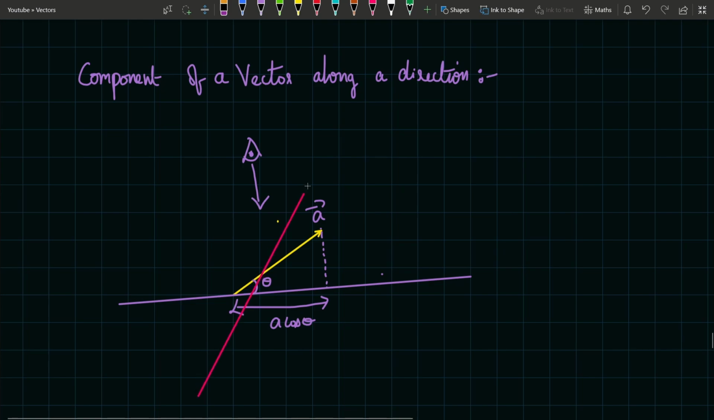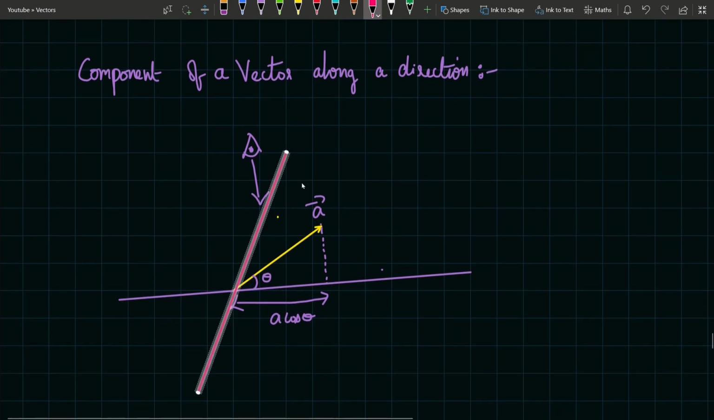And if I have another line like this, and the angle between this line and a is alpha, then what is the component of a along this line? This is the rose color line. Take a perpendicular from the head to the line, and that will be this length, from this point to this point, and the component will be a cos alpha. So whatever line you have, if you know the angle between the line and the vector in question, you can find the component of that vector along the line.